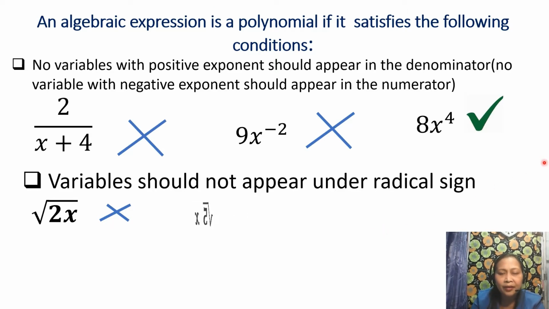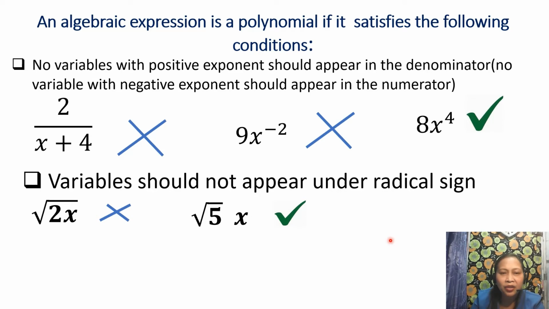Another example, the square root of 5 times x. Is this a polynomial or not a polynomial? Yes, a polynomial. Why? Because only 5 is under the radical sign, while x is not under the radical sign. So therefore, this is a polynomial.